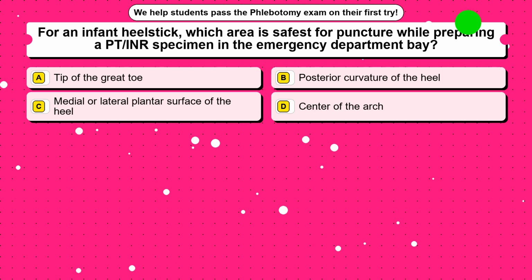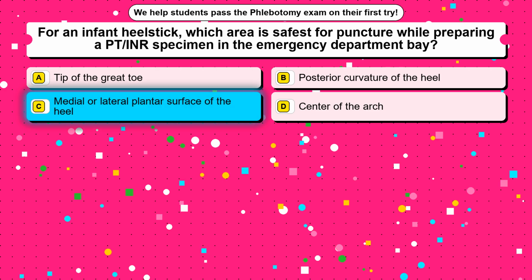Question 67. For an infant heel stick, which area is safest for puncture while preparing a patient/INR specimen in the emergency department bay? Option A. Tip of the great toe. Option B. Posterior curvature of the heel. Option C. Medial or lateral plantar surface of the heel. Option D. Center of the arch.